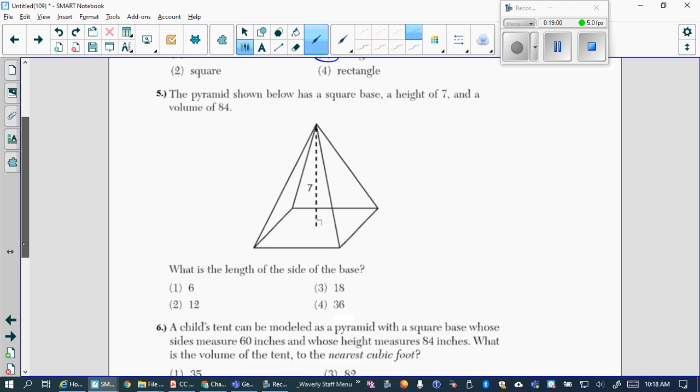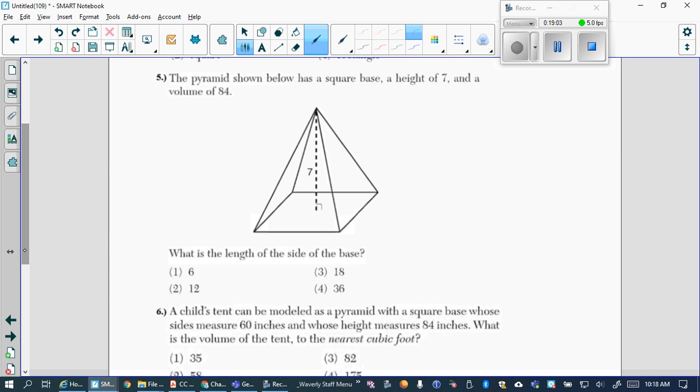Okay. Number 5. You want the length of the side of the base. What shape is the base? Square. So the sides are all the same. Maybe I'll just call them X and X. So this is a little bit like number 3, right? V equals 1/3, and then x squared, the parentheses, and 7.